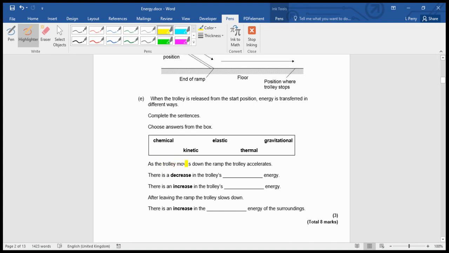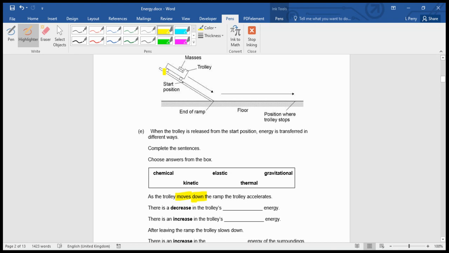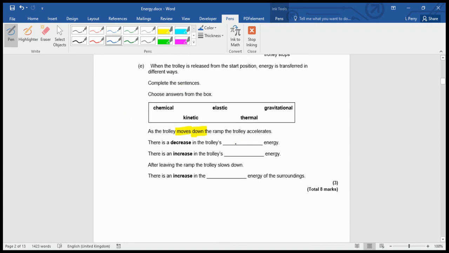As the trolley moves down the ramp, the trolley moves down. That's a hint as well. Down the ramp, the trolley accelerates. There is a decrease in the trolley's something energy. Well, it's speeding up, so it's gaining kinetic energy. It can't be that. But if I go back to the diagram, as it moves down the ramp, it is losing height. If it's losing height, it is losing gravitational energy.